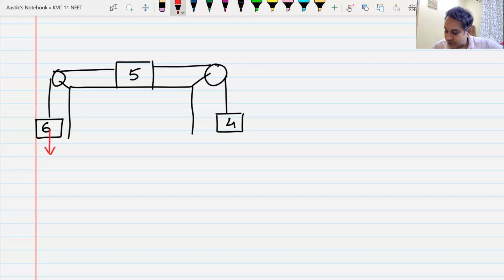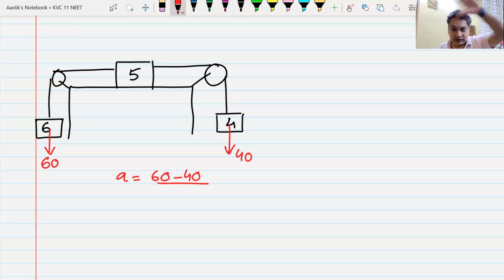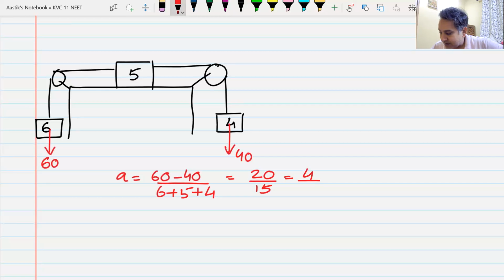The force which is trying to pull it down on this side is 60 newtons. The force which is trying to pull it down on this side is 40 newtons. You can see which one is going to win. 60 newtons is going to win. So you can write the acceleration straight away. 60 minus 40, the net force, divided by the total mass, because this entire body is going to move as one body, one system, one acceleration. 6 plus 5 plus 4. So you have 20 divided by 15, that is 4 by 3.